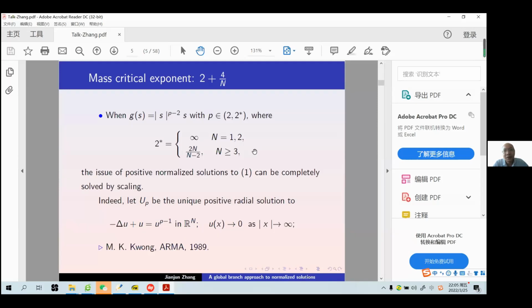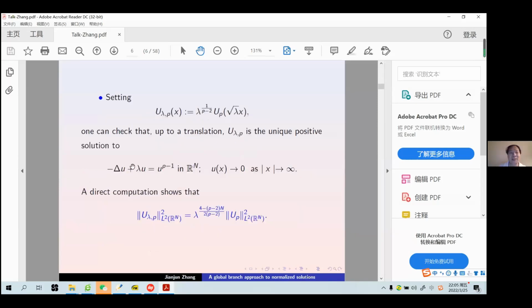This case, right? Yeah, when P is bigger than 2 star, maybe we need a parameter in front of the nonlinear term.